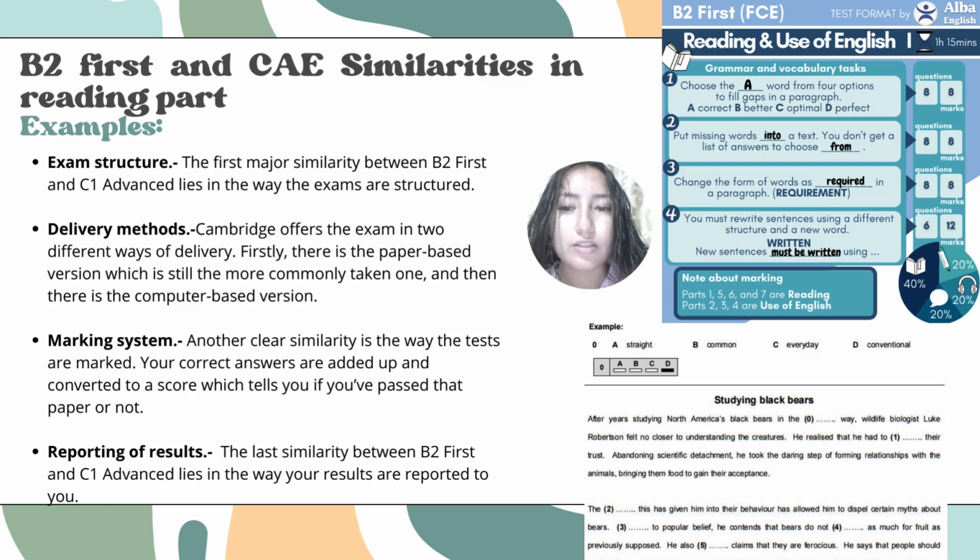For example, in exam structure, the first major similarity between B2 First and C1 Advanced lies in the way the exams are structured. In delivery methods, Cambridge offers the exam in two different ways. First, there is a paper-based version, which is still more commonly taken. Then there is the computer-based version.